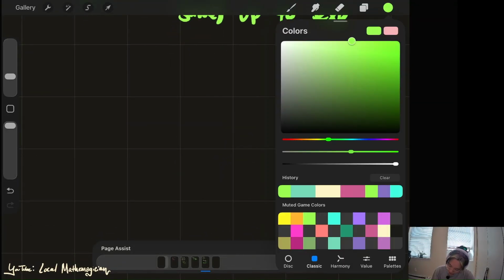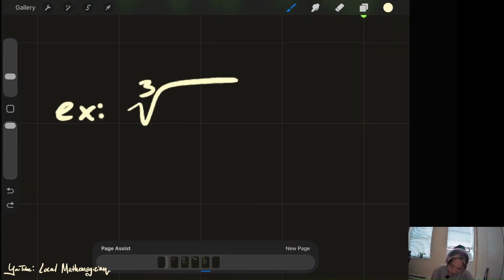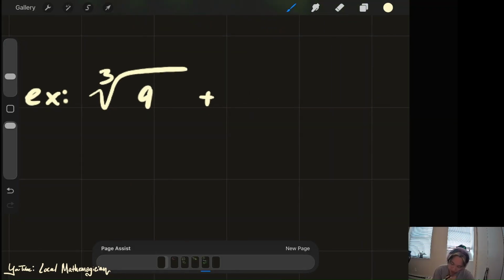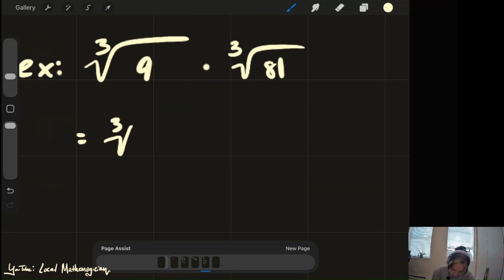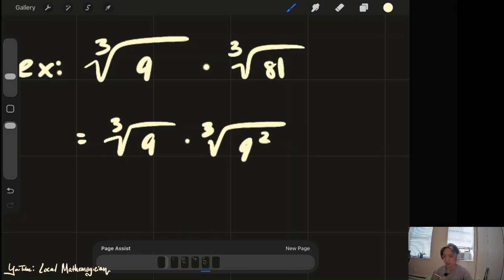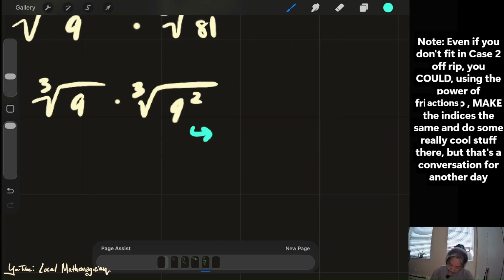So what does that mean? It means, for example, you have, I don't know, root 3 of 9 times root 3 of 81. They're not quite the same, but they can be made the same. By that I mean we can write this as root 3 of 9 times root 3 of 9 squared. If you remember your exponent properties, this is the same as saying root 3 of 9, the whole thing squared.